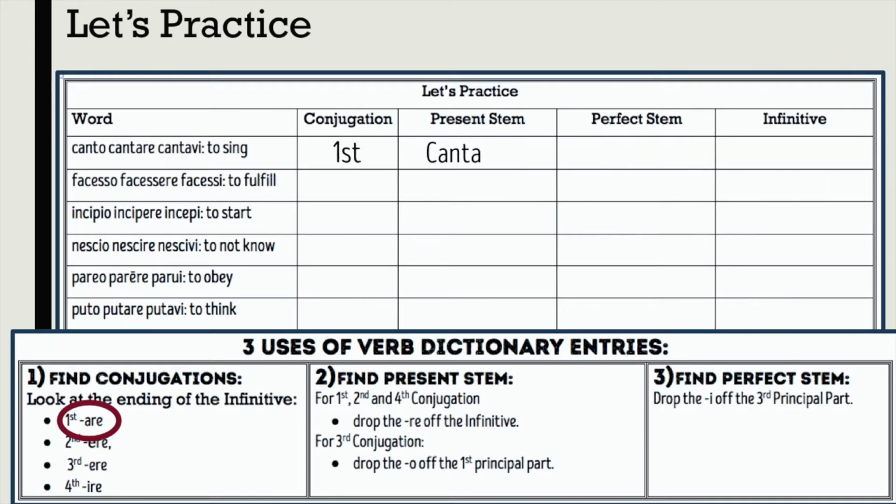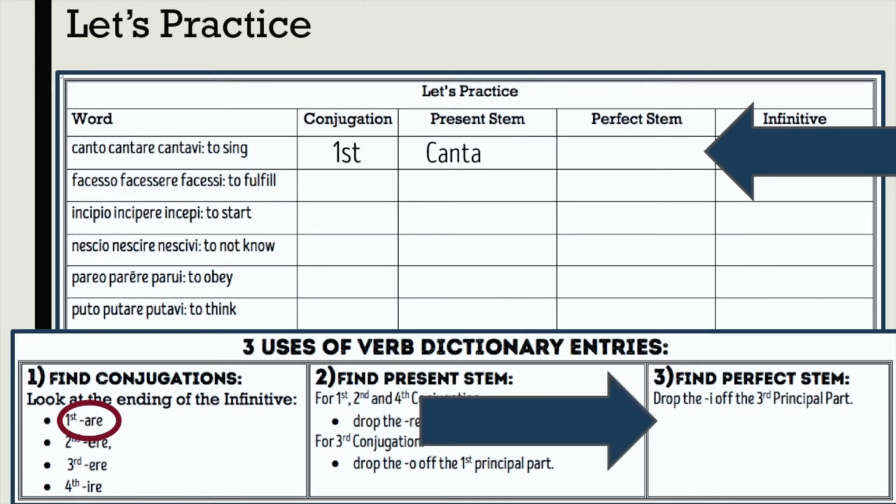Lastly, we have the perfect stem that we need to find. To find the perfect stem, we drop the I off the third principal part. So there's the third principal part. We drop that I, and it's cantav.